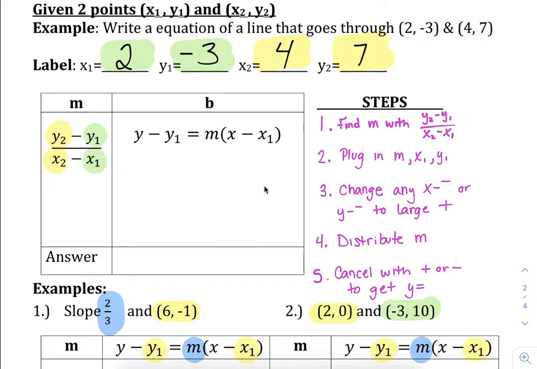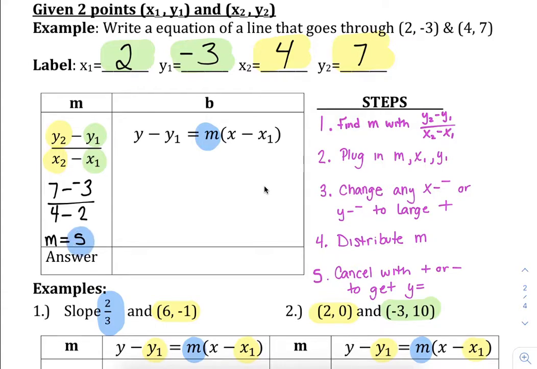Let's go ahead and plug in my pieces. So y2, 7, minus y1, which is a -3. Notice I have minus a negative again. Over my x2, 4, minus my x1, which is 2. If I solve this out and type the whole thing in my calculator, I should get a slope of 5. So I'm going to plug this in down here. Again, coloring him blue, my slope is going to be the 5. That's what I'm plugging in.